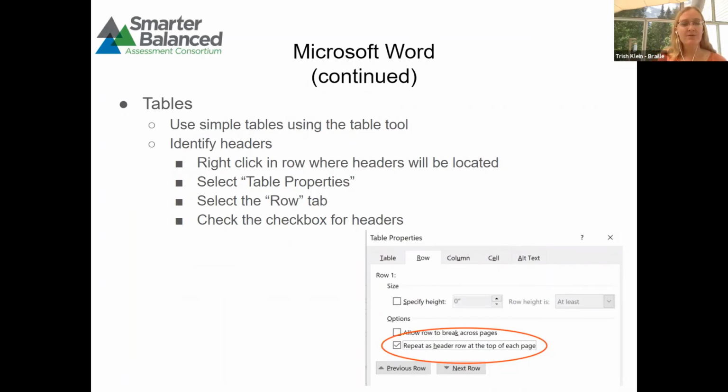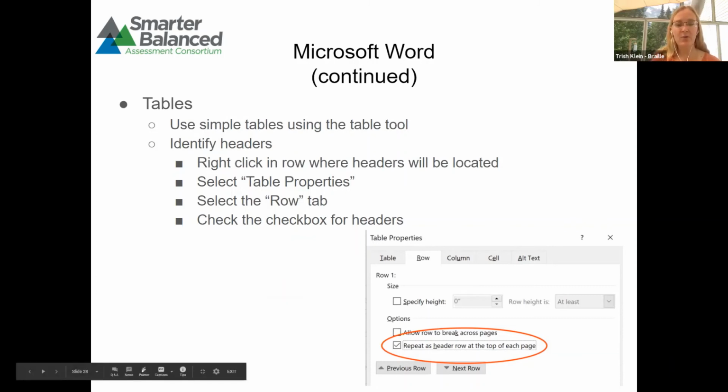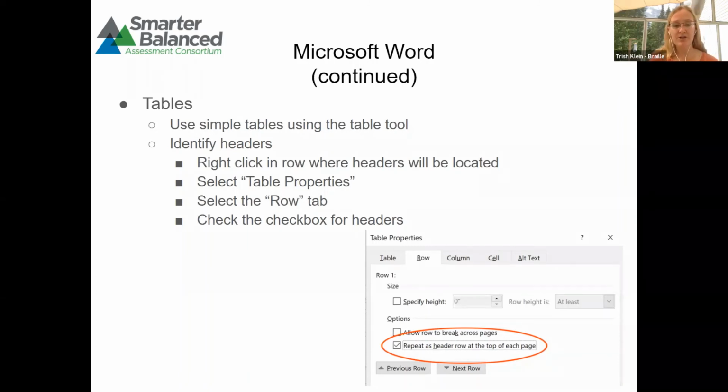So tables, use simple tables using the table tool. This is in Word, same kind of thing. You can identify the headers, just right click in the row where the headers are going to be located, go into your table properties, select row, and check the box for headers. And then you can also check repeat as header row at the top of each page, which just continues, like I said, if your table breaks onto a second page.